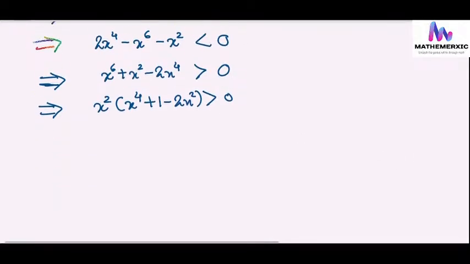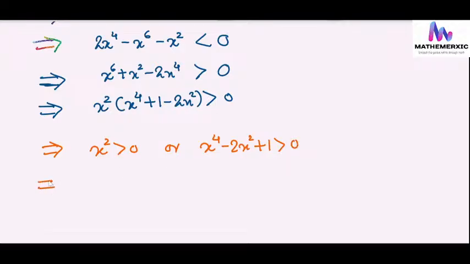so here it implies that x square is greater than 0 obviously, or x to the power of 4 minus 2x square plus 1 is greater than 0, and x square is greater than 0, so x is greater than 0, or here it is a biquadratic form I have got.